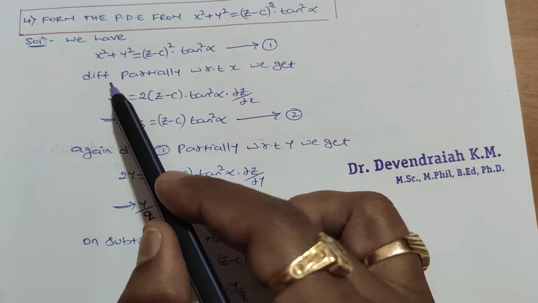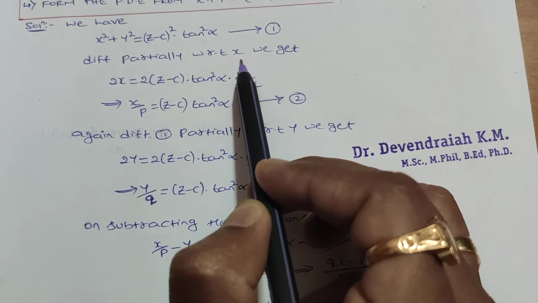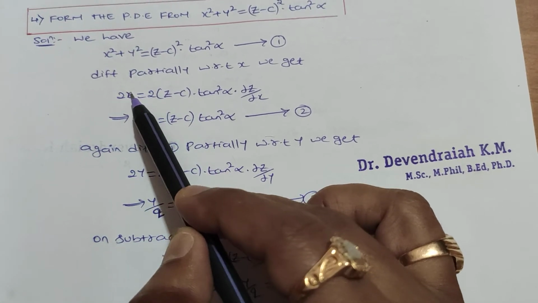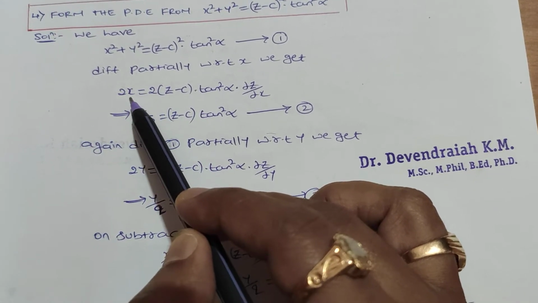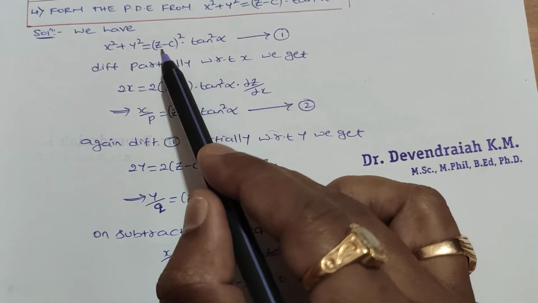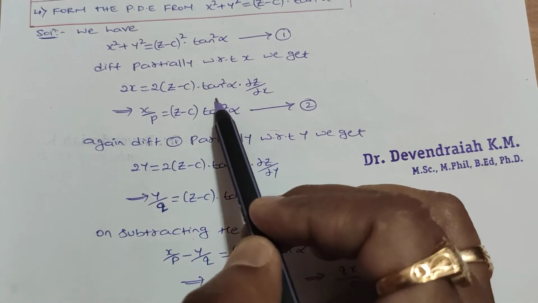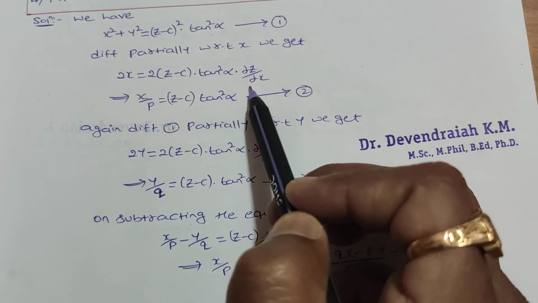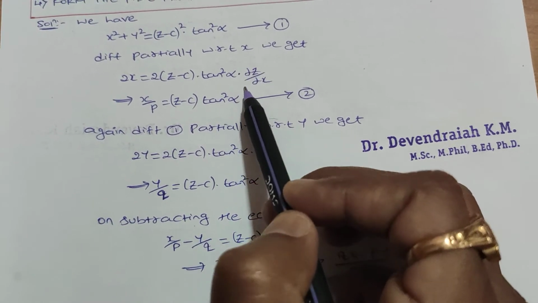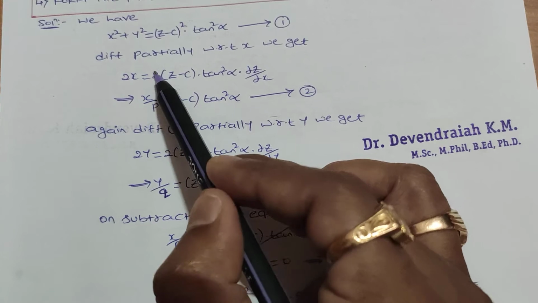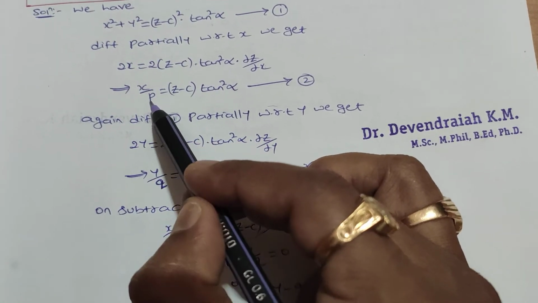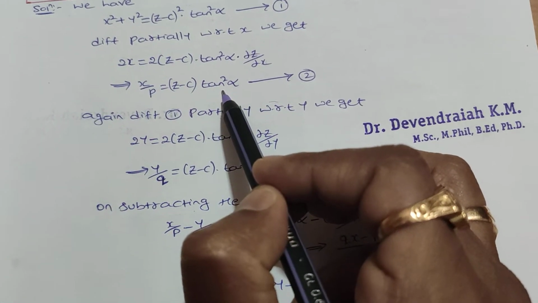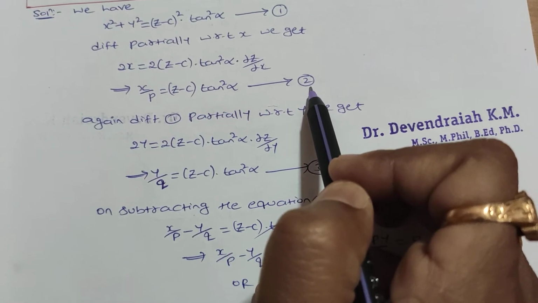The procedure is to differentiate partially with respect to x. On partial differentiation, we observe 2x = 2(z − c) tan² α ∂z/∂x. We consider ∂z/∂x as p. Cancel 2 and 2, therefore x = p(z − c) tan² α. Let us call this equation 2.